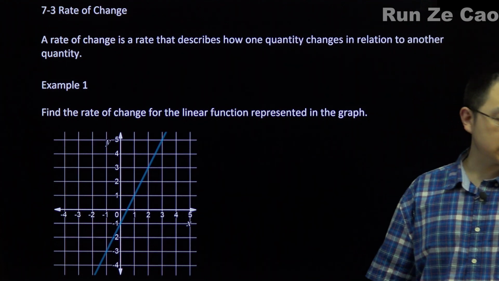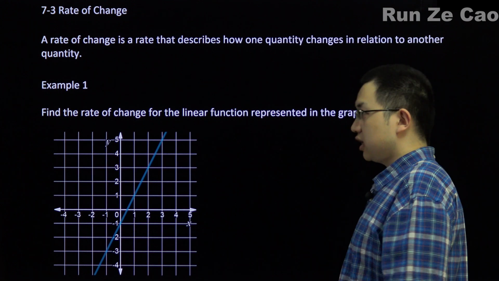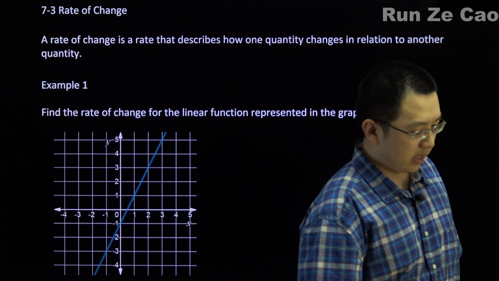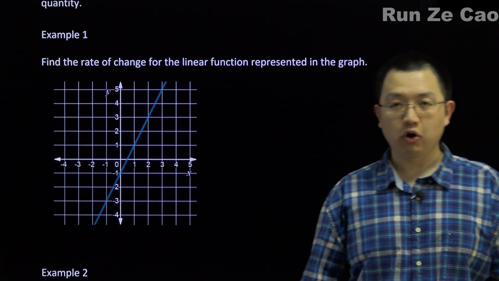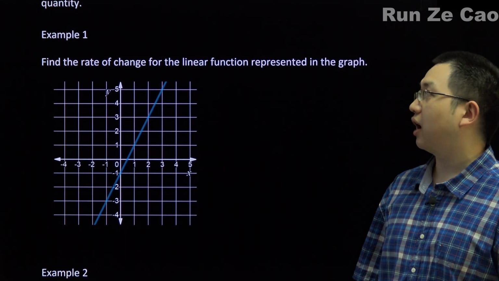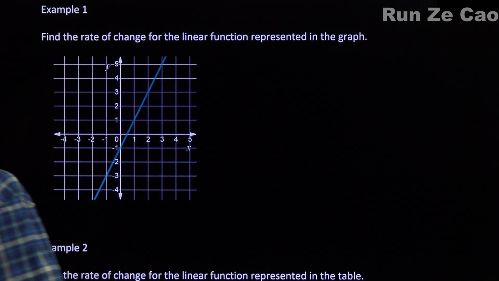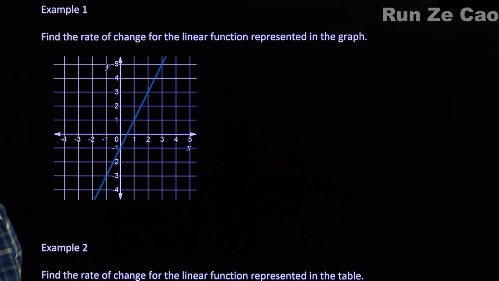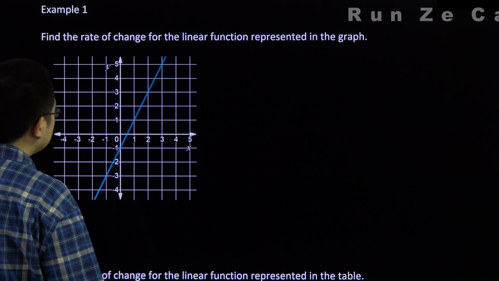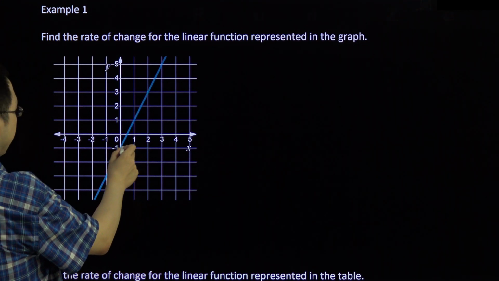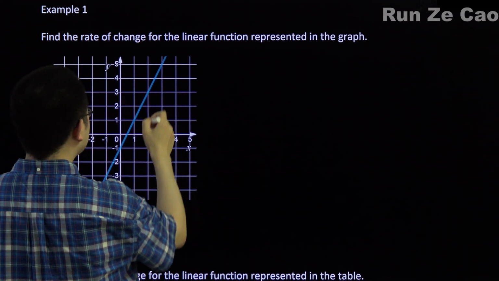A rate of change is a rate that describes how one quantity changes in relation to another quantity, or how one variable changes in relation to the changes of another variable. So, example 1, find the rate of change for the linear function represented in the graph. Well, we see that for every 1 x increases, y appears to increase by 2. Same here. Same here.